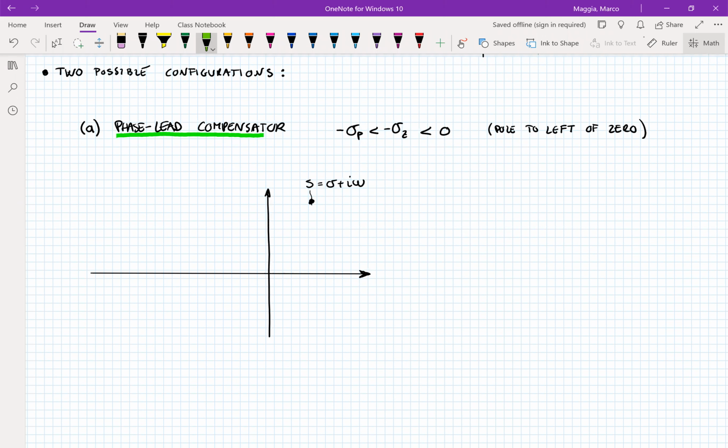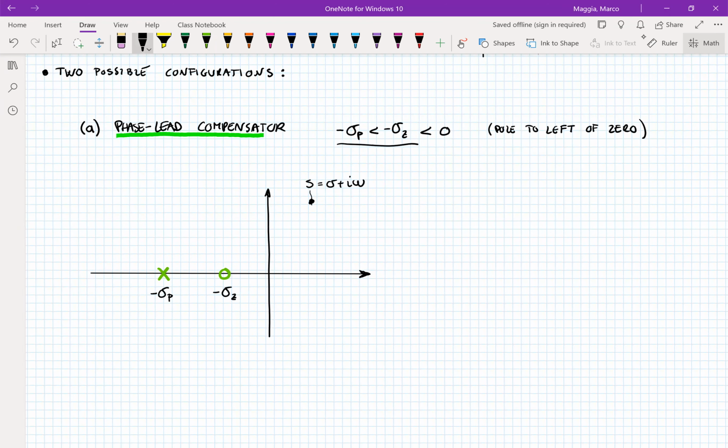Since both the pole and the 0 of the compensator are real and negative, they must lie on the negative portion of the real axis. For a phase lead compensator, the pole is to the left of the 0. So for instance, we can have the pole here and the 0 right here. Here we are at minus sigma p, and the 0 is at minus sigma z. Therefore, minus sigma p is less than minus sigma z.